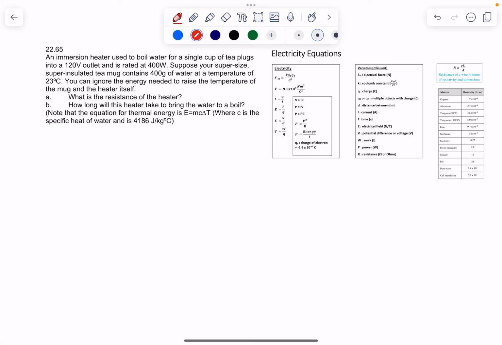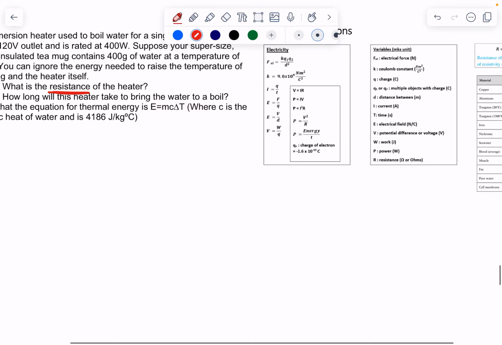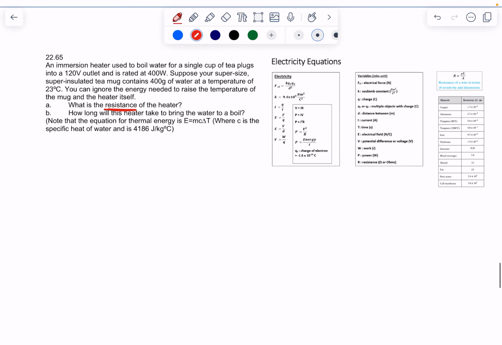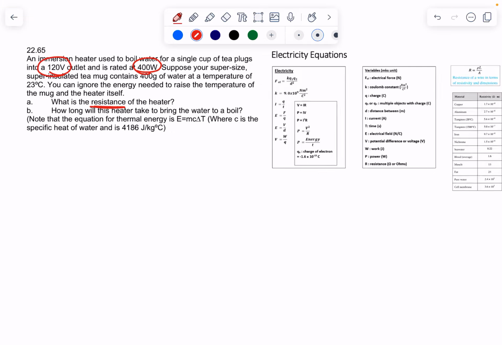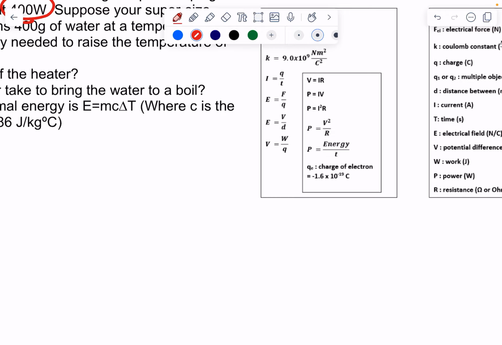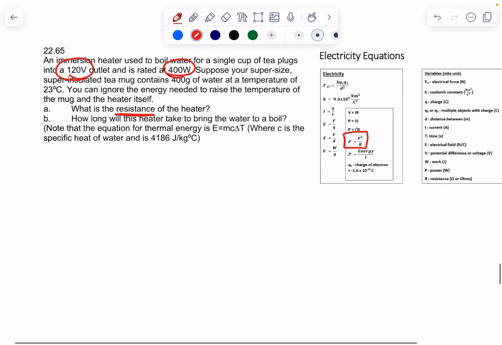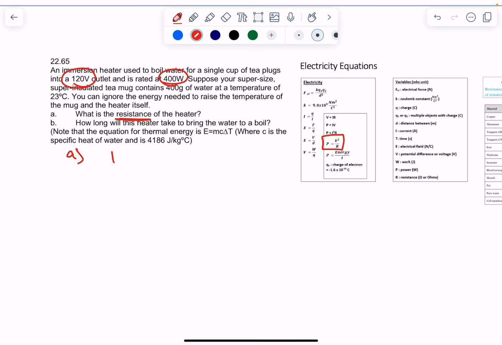Okay, on this question, to find the resistance, the key equation I'm using is the one with resistance and power. So I've got resistance, power, and voltage, because I know my voltage and my power. The one that has power, voltage, and resistance in it is this equation. So for question A, I'm going to use P equals V squared over R, and you solve for R. You know voltage, you know power, you can do the math.